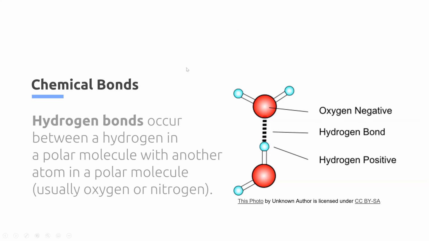Okay, so remember, we have nonpolar covalent, polar covalent, and ionic. The last bond you need to learn is a hydrogen bond. Okay, now a hydrogen bond occurs between a hydrogen that is in a polar molecule with another atom that is also in a polar molecule. I put usually oxygen or nitrogen.